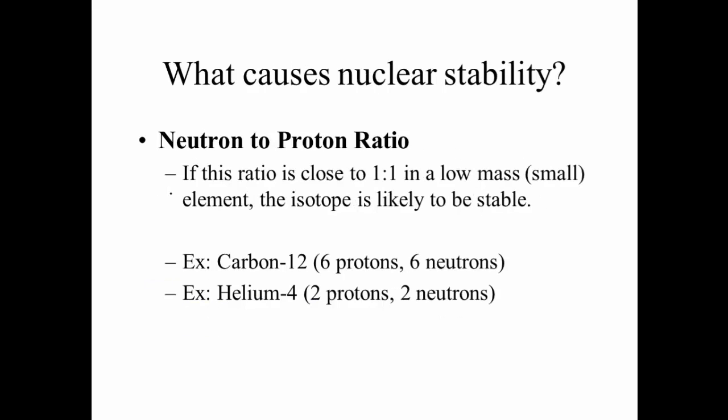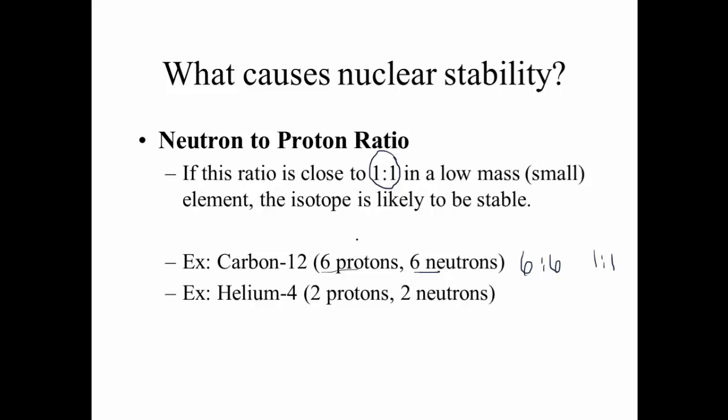So what causes stability or instability in the atom? It's the ratio of neutrons to protons. If that ratio is close to 1 and you're in a small element, close to the top of the periodic table, it's likely to be stable. Carbon 12 is an example. Carbon 12 has 6 protons, 6 neutrons. So of course 6 to 6 is a 1 ratio. So carbon 12 is the stable isotope of carbon.